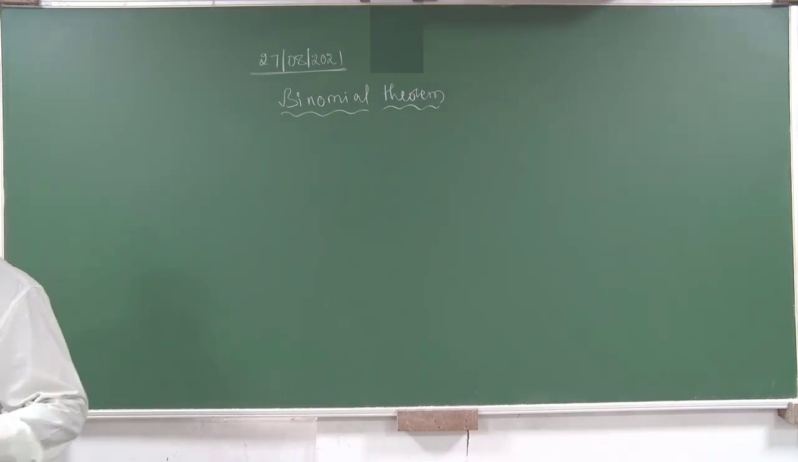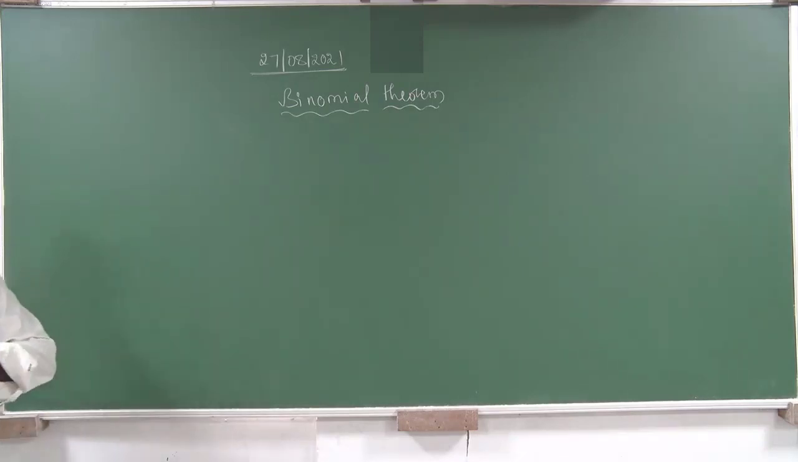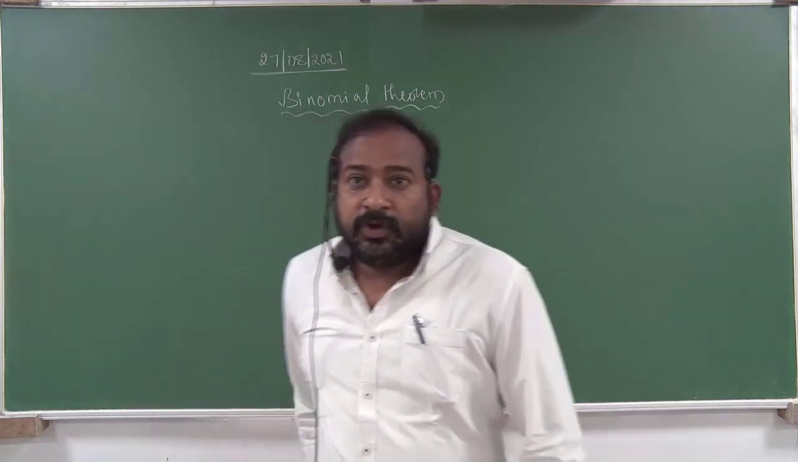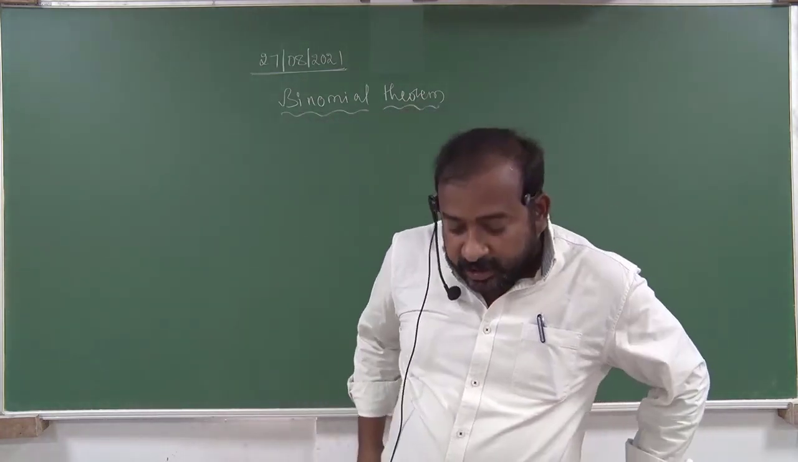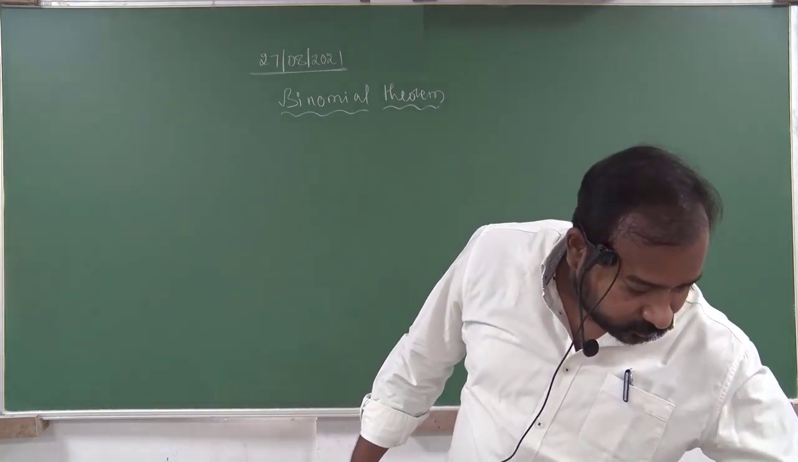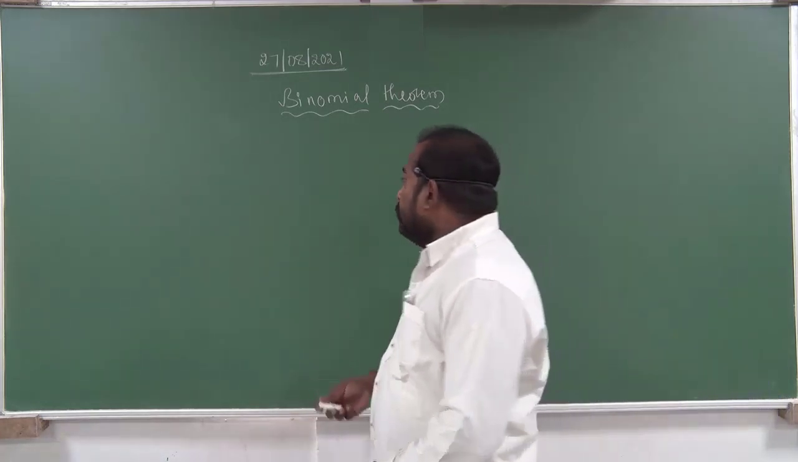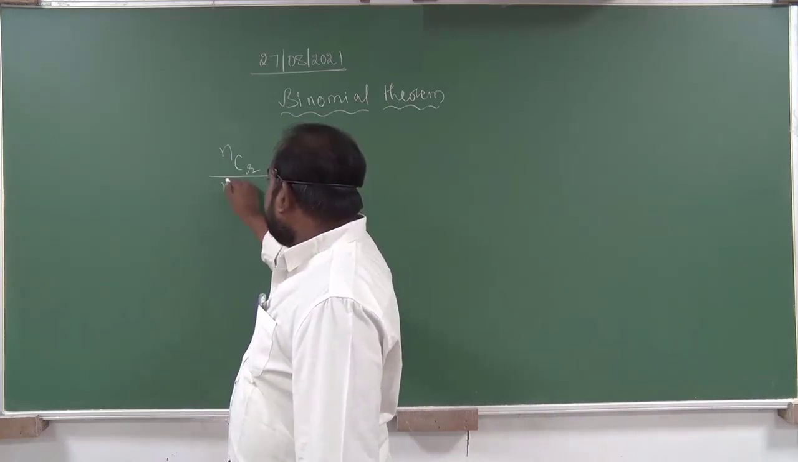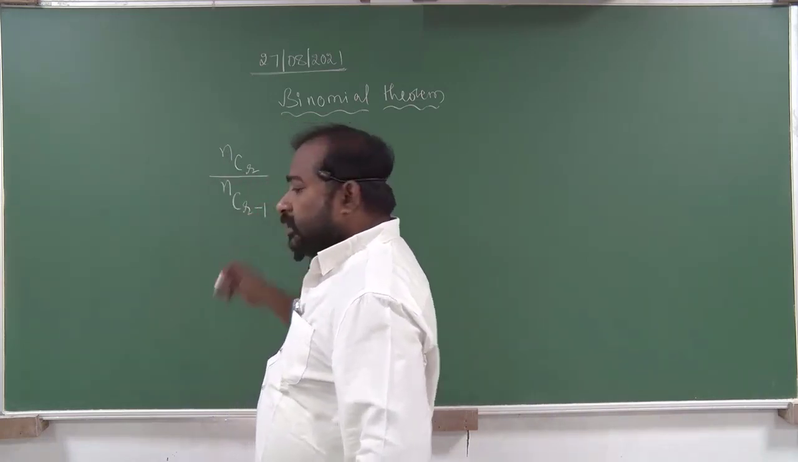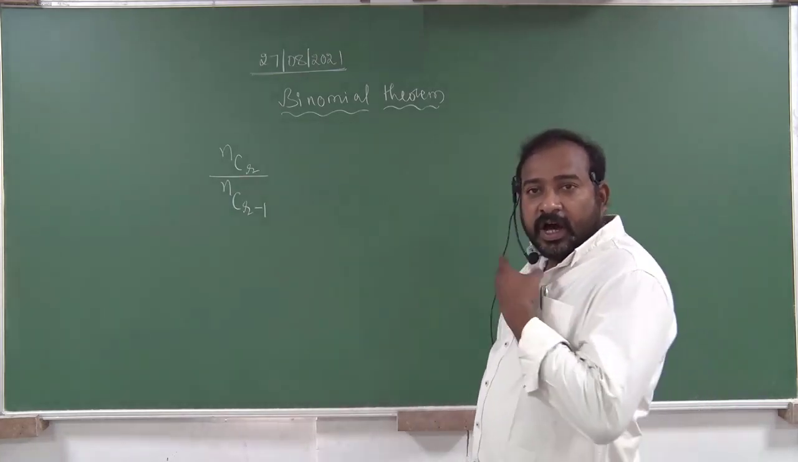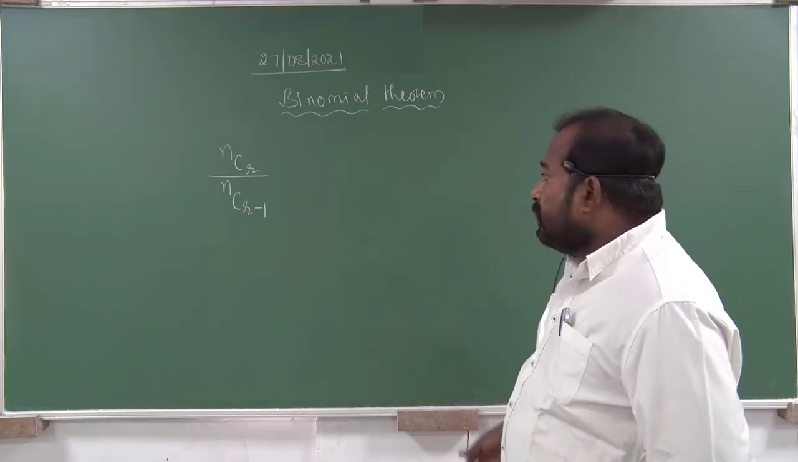Now today in this class I want to explain a few more concepts which are very useful for the permutations and combinations chapter also. So I will give one very important calculation today. For example, nCr by nCr minus 1. What about this value? nCr by nCr minus 1. This is the value they have given.